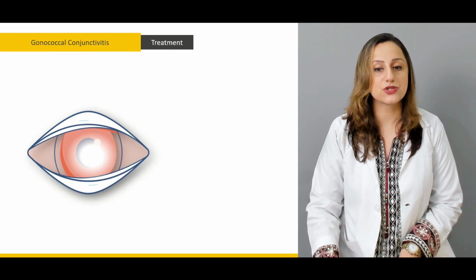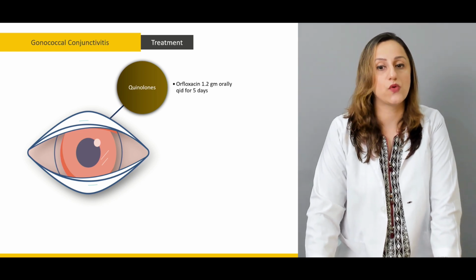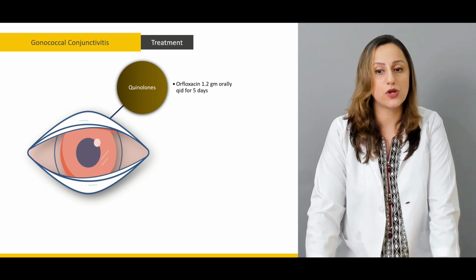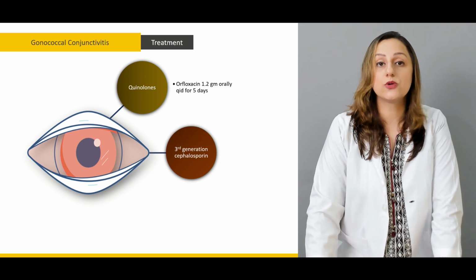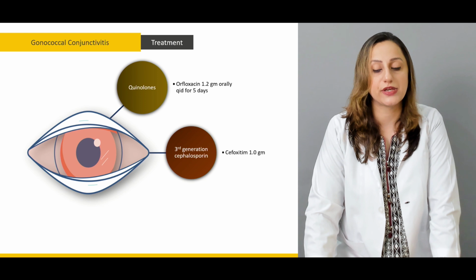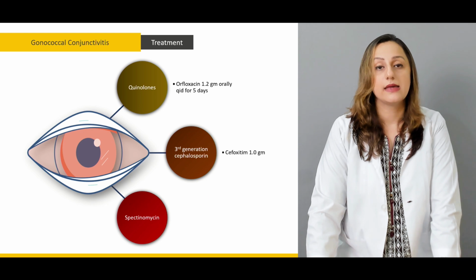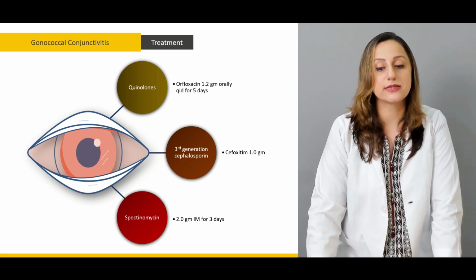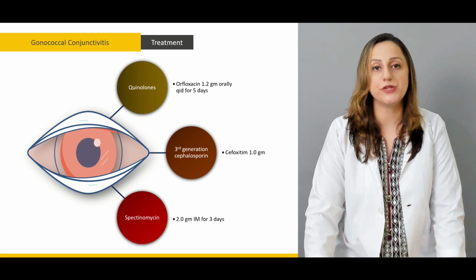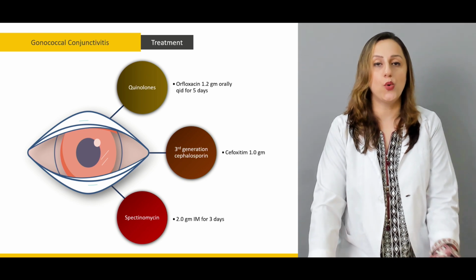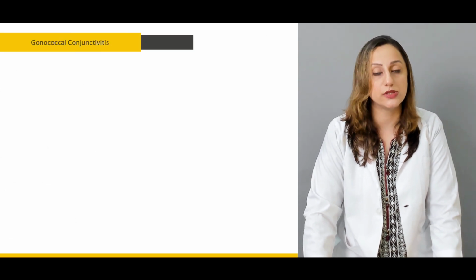The treatment would consist of quinolones. Quinolones are the first line of therapy here. Ofloxacin is given at almost 1.2 grams orally, QID, for 5 days. We can also employ the third generation cephalosporins, namely cefoxitin, 1 gram administered. Then we can also employ streptomycin, that is 2 grams IM for 3 days. So these are the different modes of treatment that we can employ: an oral, IV or IM treatment in these patients of gonococcal conjunctivitis.